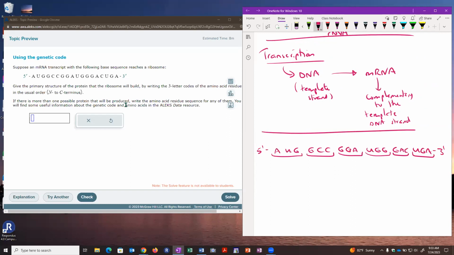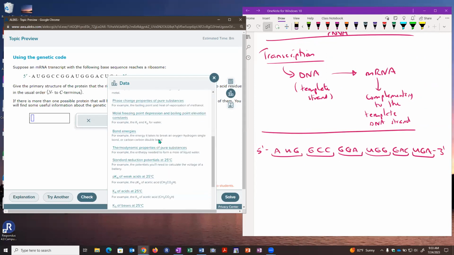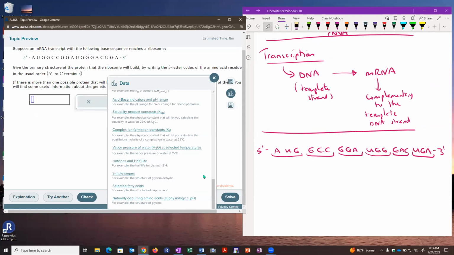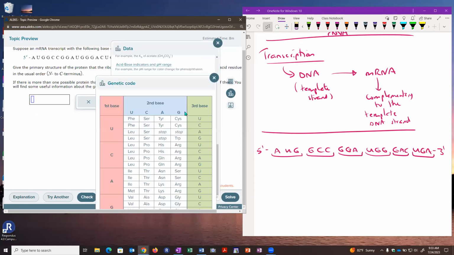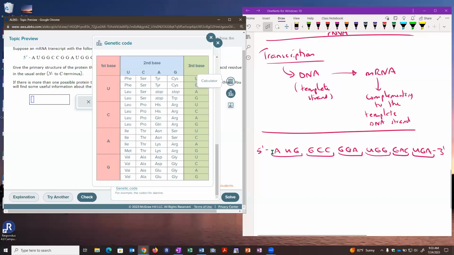And then we're just going to use the genetic code. You don't need to memorize the genetic code. You can look it up, and you'll be provided with it on your exam. So let's scroll down here and find it. There's the genetic code, and we're just going to interpret it. We start at the 5' end, AUG, always. A is the first base, U the second, and G here. That lines up to methionine, so MET.